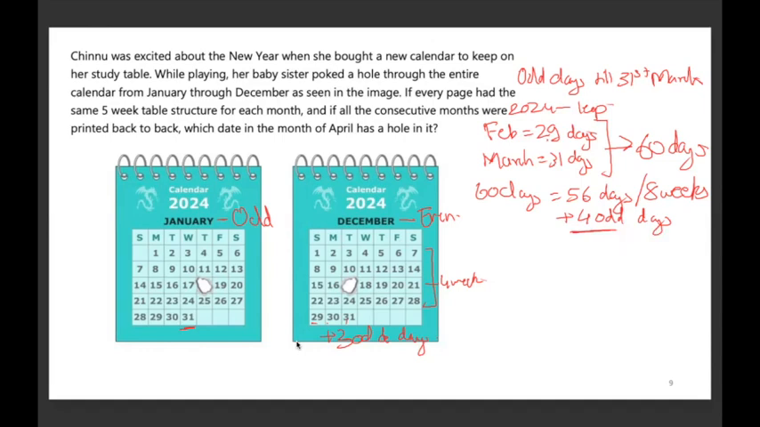So if January 31st is falling on Wednesday, the 31st of March will fall on 1, 2, 3, and 4. So this is the place where 31st of March will be, which is a Sunday. This is the place where 31st March 2024 will fall. Which means 1st of April is going to be Monday.